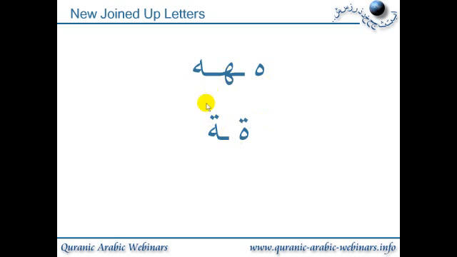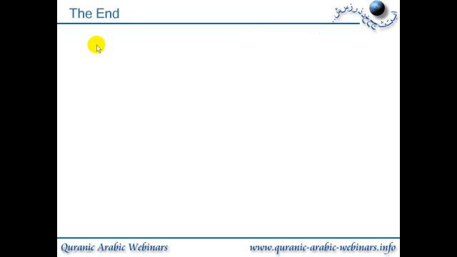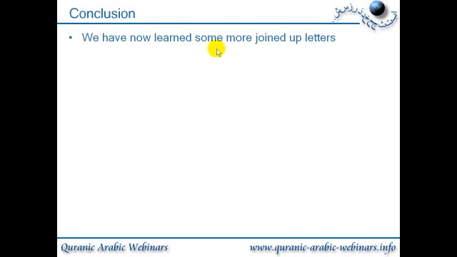So we've got here the ta marbuta written on its own. So it's like a little circle of the normal ha with the two dots of the letter ta. In the joined up format, when it's joined at the end of a word, it will look like this. Ha with the two dots, making this the ta marbuta. So now we have learned some more joined up letters.